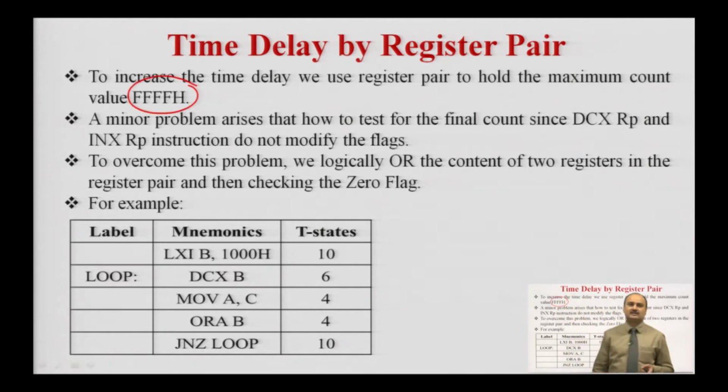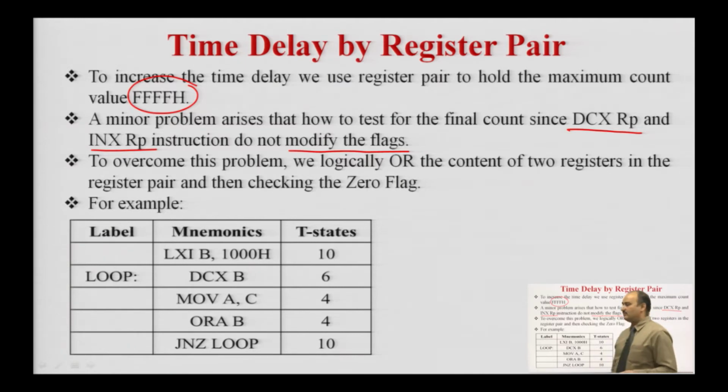So, with the help of register pair RP, we can load the maximum count value, that is FFH. A minor problem arises during this method: since we are using the register pair, we use the instructions DCX RP and INX RP. But remember that during the execution of the INX RP and DCX RP instructions, they will not modify the status of the flag. So, this is the major problem with generating a time delay using a register pair.